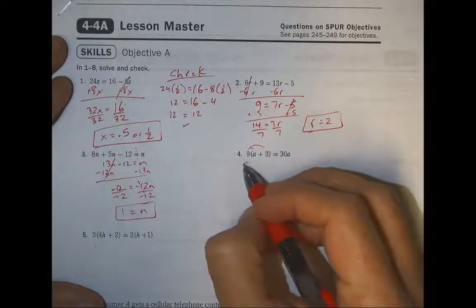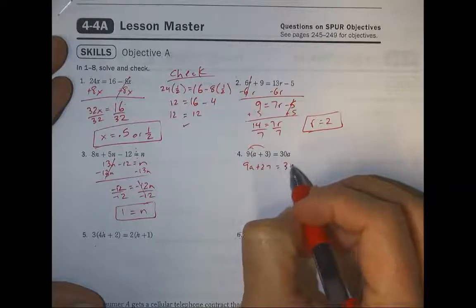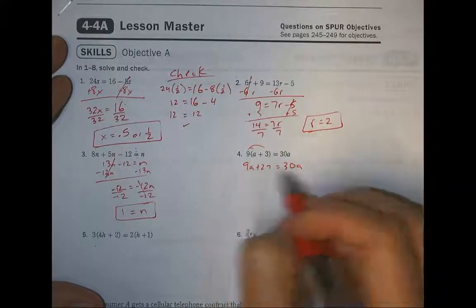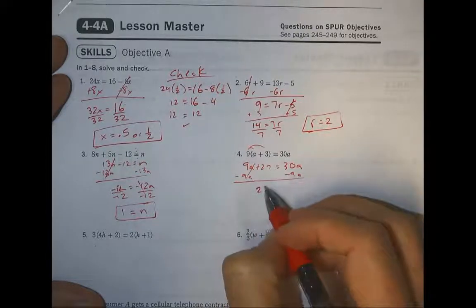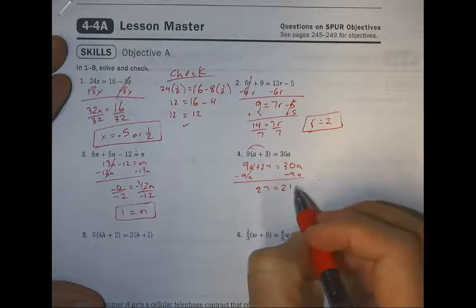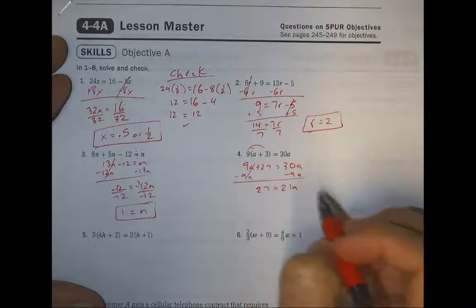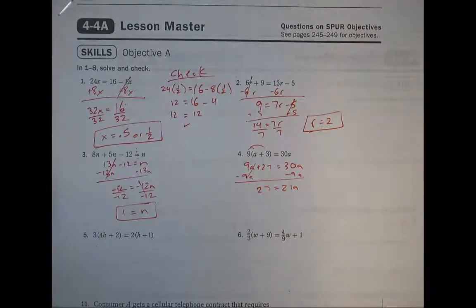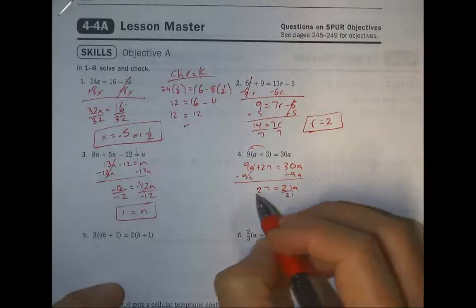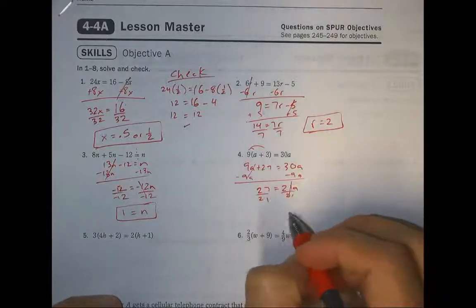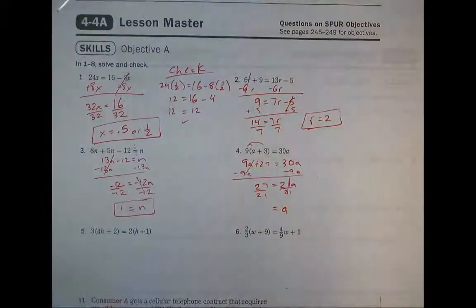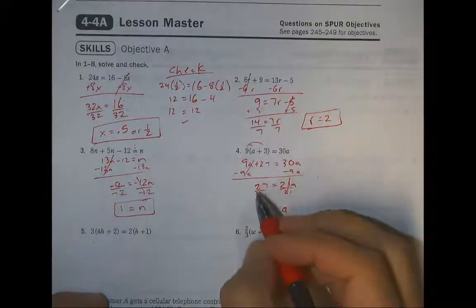All right, over here, got to simplify. So it's 9a plus 27. I'm going to minus the smaller of the two a's. So go ahead, and I've got 27 equals 21a. I'm going to divide by 21, and that's not going to give me a nice number. So I'm going to go ahead and leave it as a fraction. But when I look at 27 and 21, I can divide those by 3.